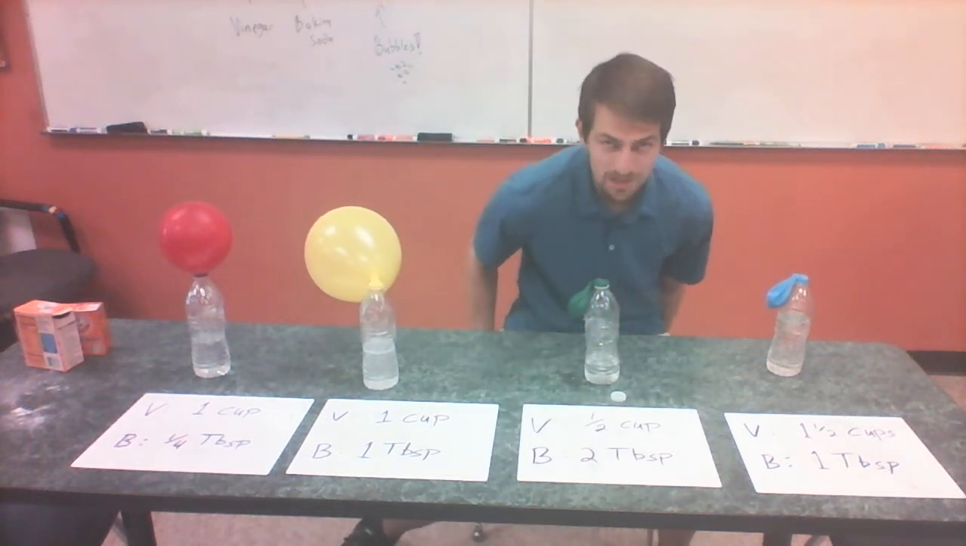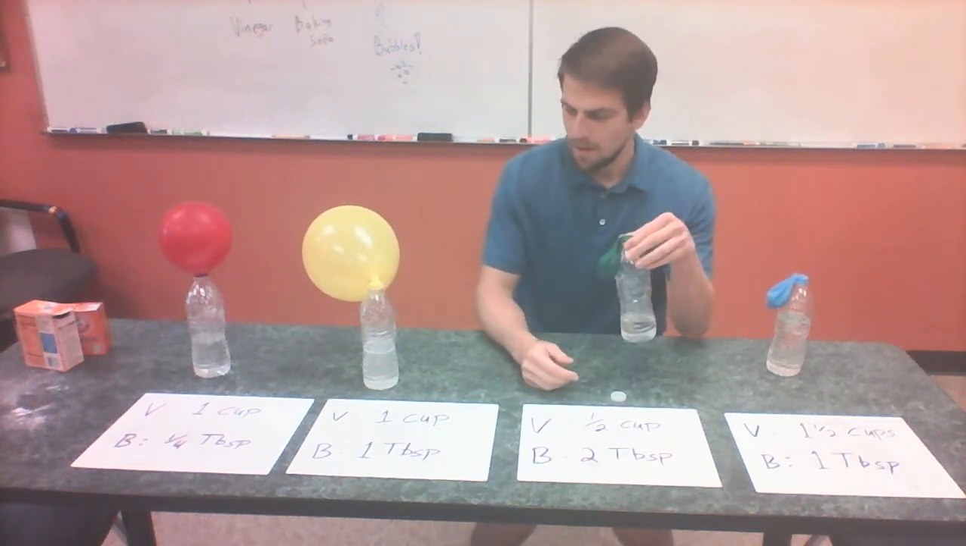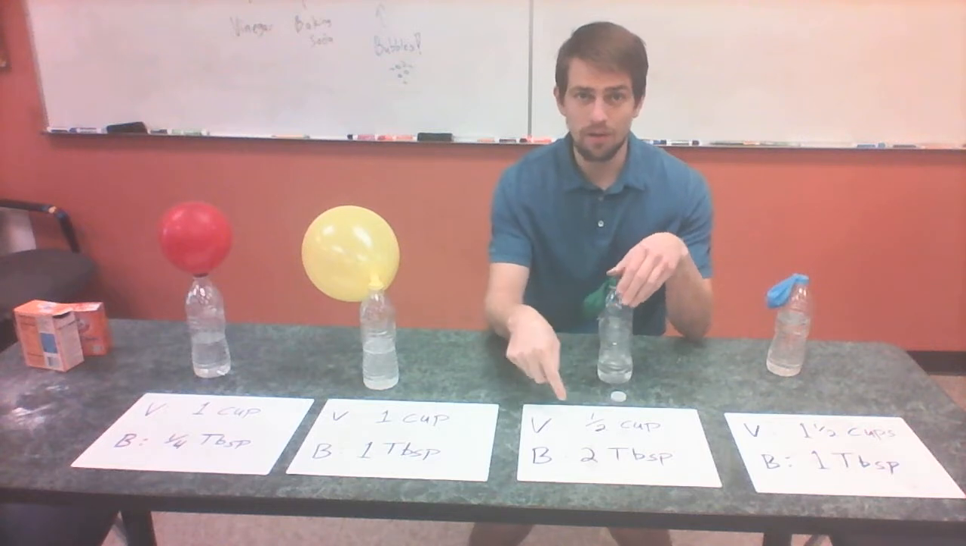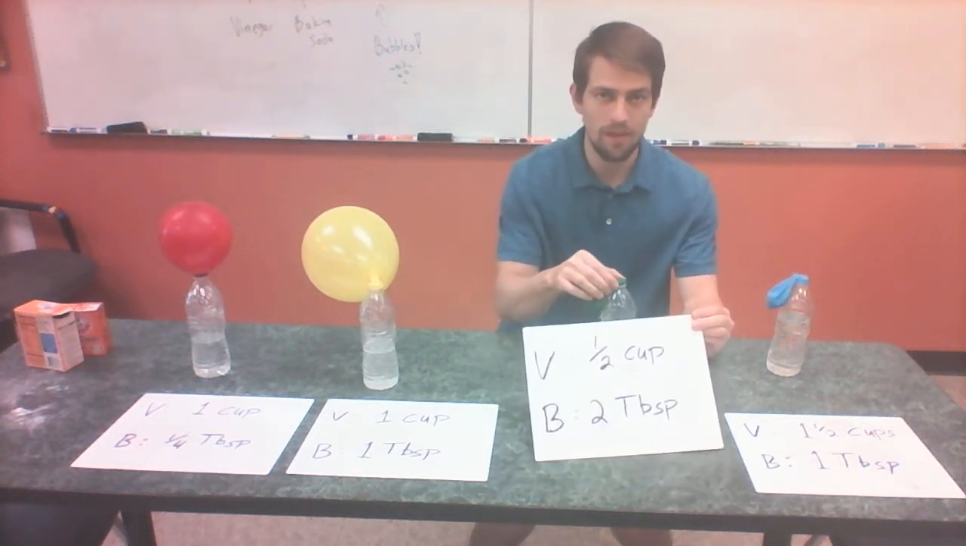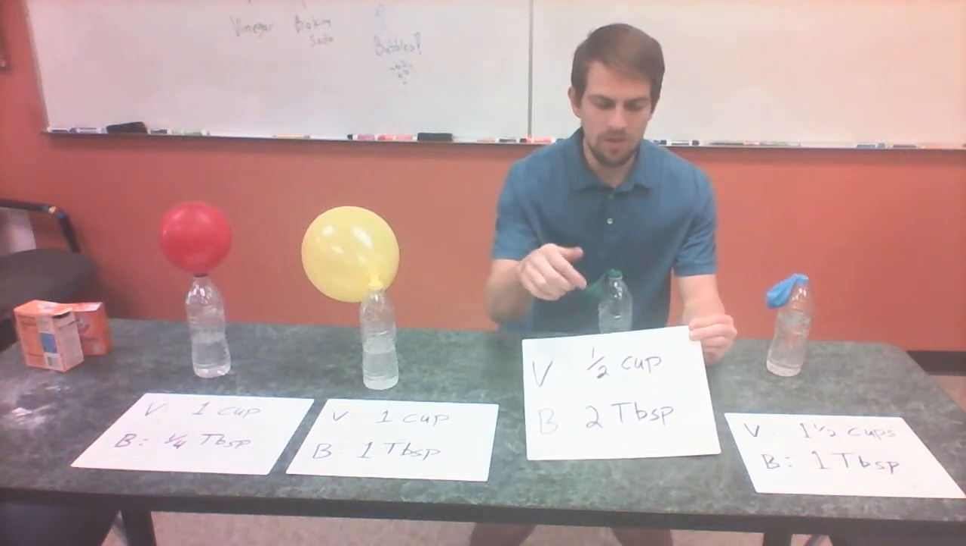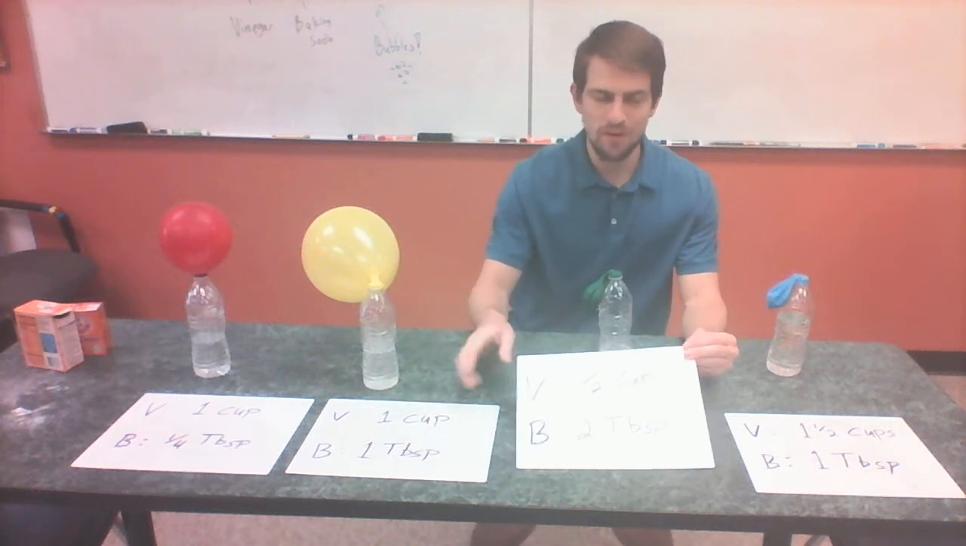So let's move on to the green one. So with this one, I did something interesting. I put half the volume of vinegar in there. So I had 1/2 of a cup in my green bottle. And I have 2 tablespoons of baking soda. So I have twice as much baking soda, but half as much vinegar.